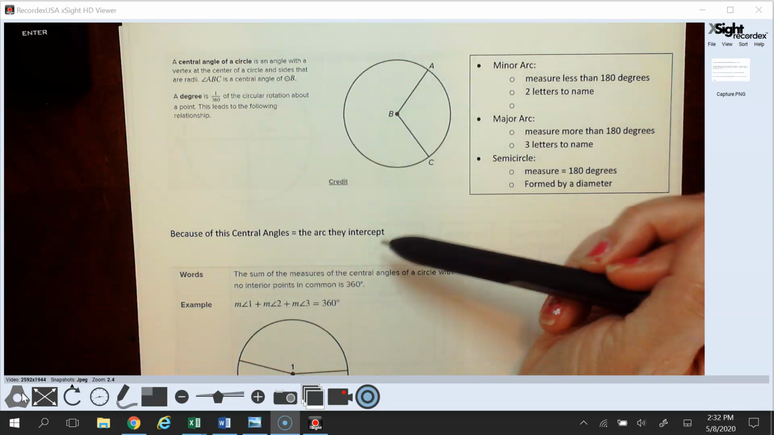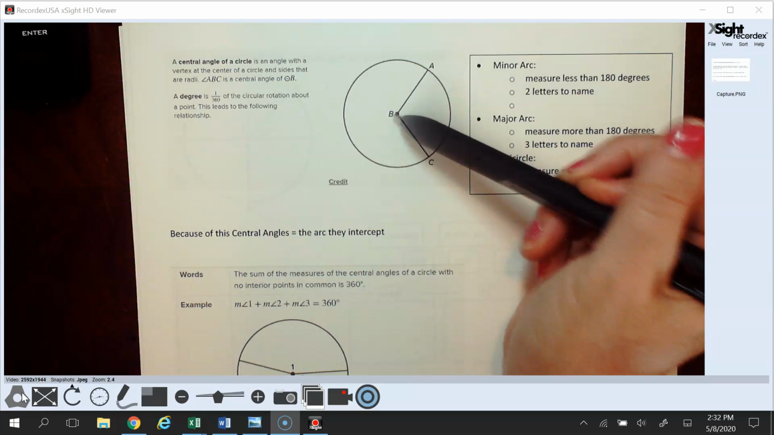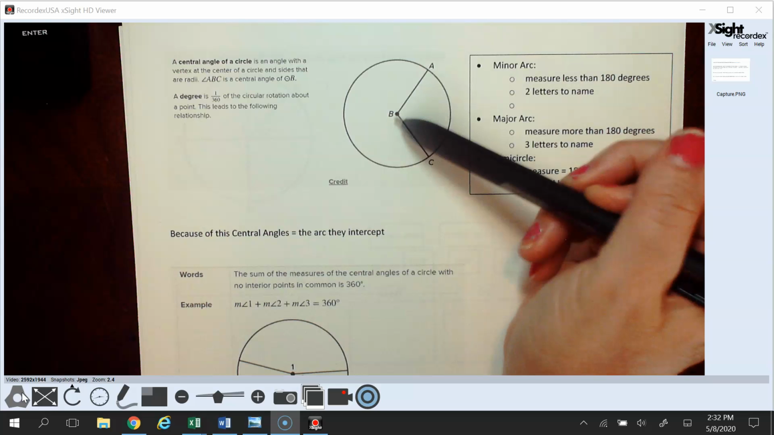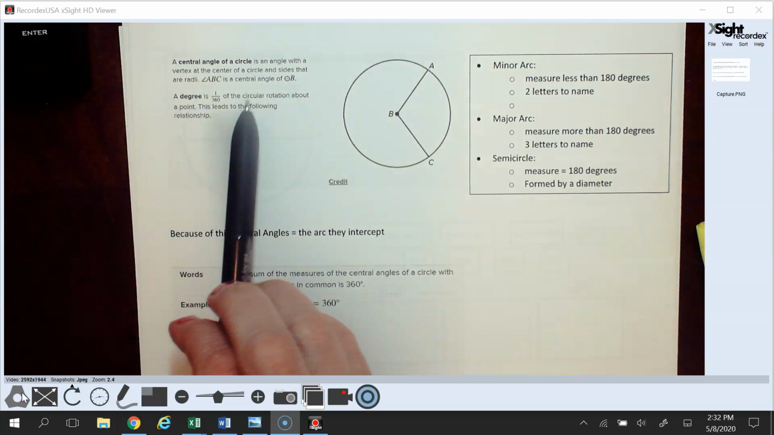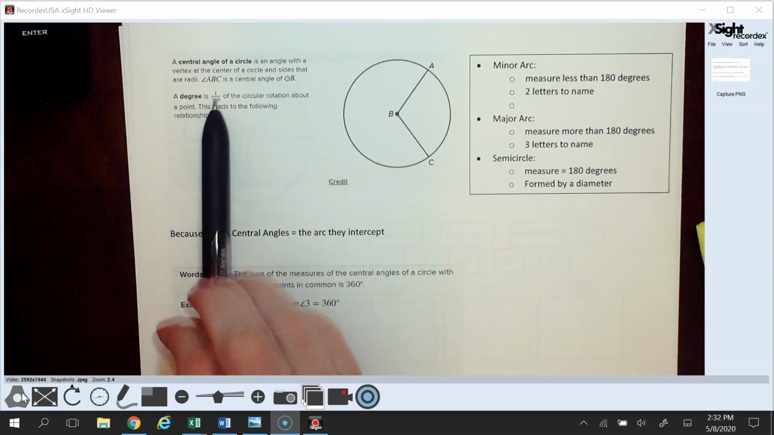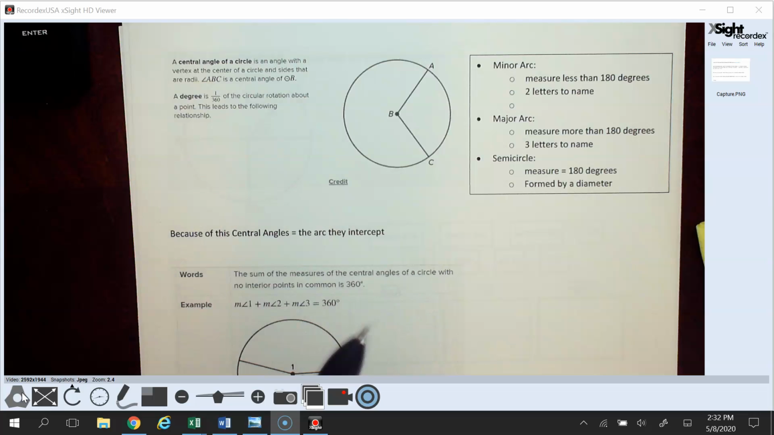And then we're going to go on to a few different things. So you have a central angle of a circle. A central angle would be like angle ABC. A central angle is when the vertex is on the center of the circle. Now, right here you have the definition of a degree. A degree is 1/360th of a circular rotation about a point. Now, because of that, that's going to lead to something that we're going to talk about in a second.